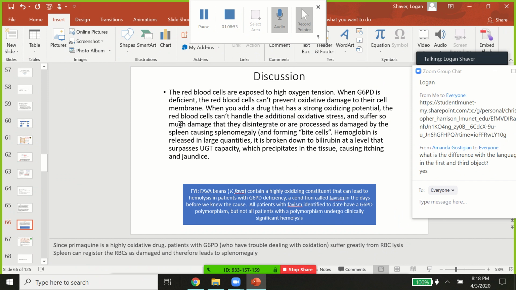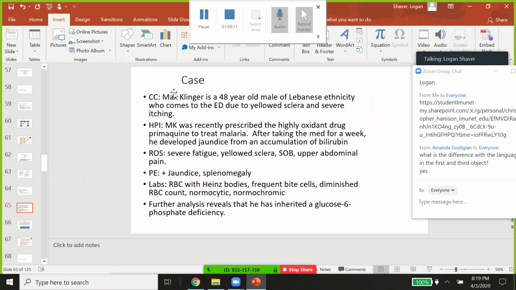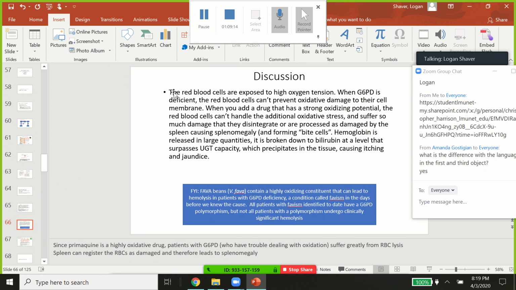oxidation damage deal. Basically, to sum it up for you, you can read through this, but G6PD deficiency leads to a lot of oxidative damage within the RBCs, the red blood cells, and therefore you have a lot of lysis. If you take any drug that leads to more oxidation, or you eat anything highly oxidizing, like fava beans, then you're going to have a much stronger problem on your hands, especially if it's a more severe version of G6PD, like the Mediterranean version.